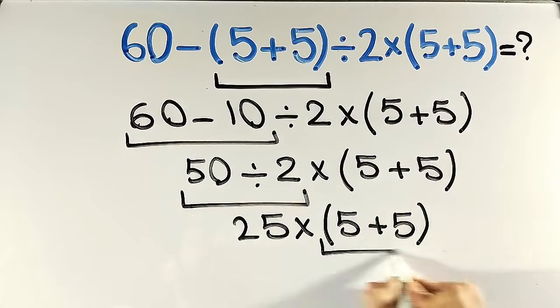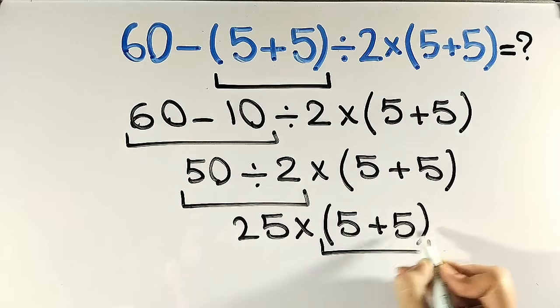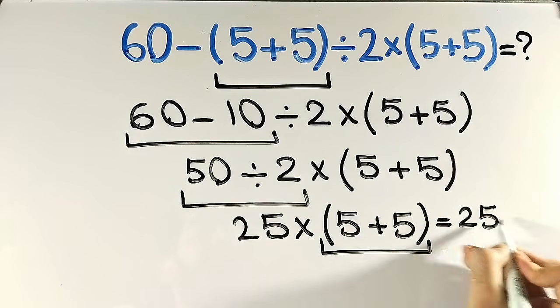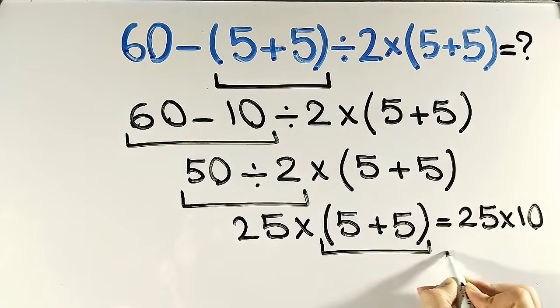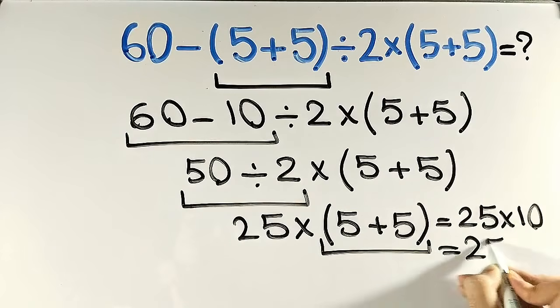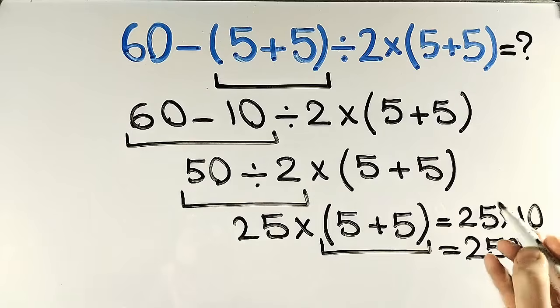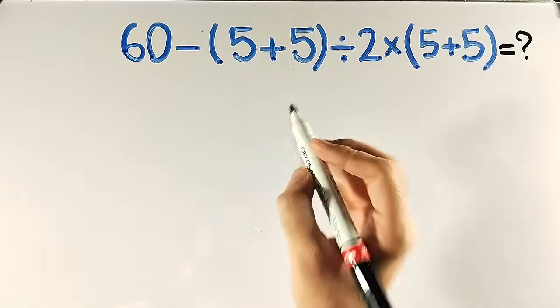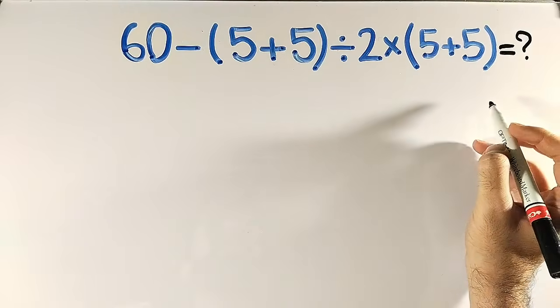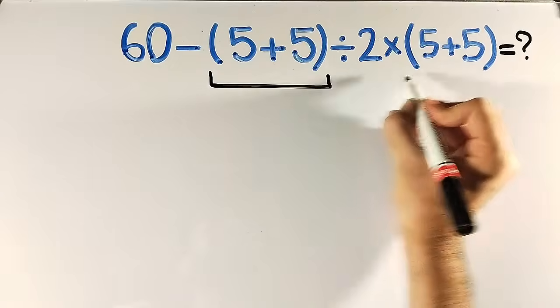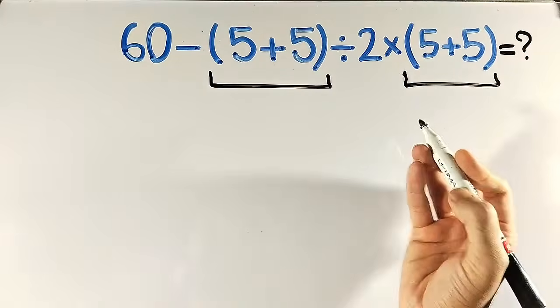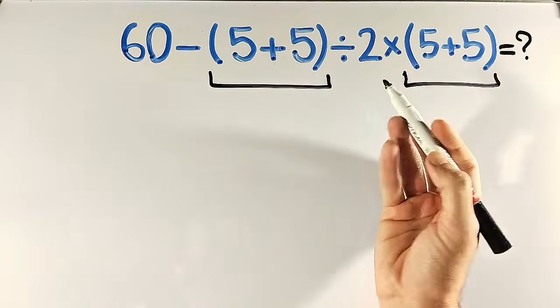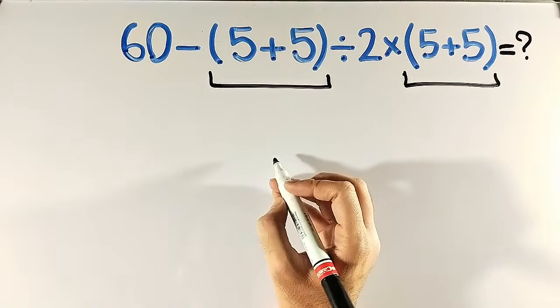Next, they go to the expression inside the parenthesis and write this expression as 25 multiplied by 10, which finally gives them the answer 250. However, this answer is absolutely wrong. Also, some other people, when solving this question, first go for the expression inside both parentheses because they believe parentheses have a higher priority than the other operation.